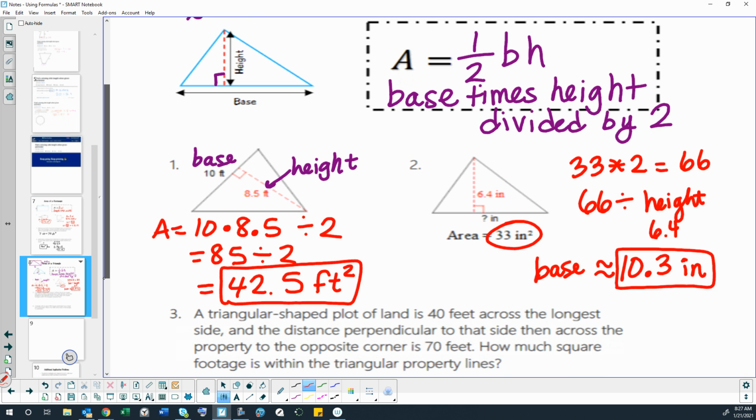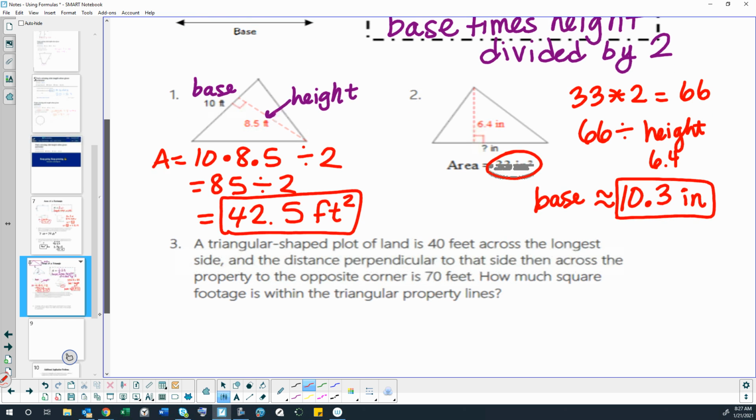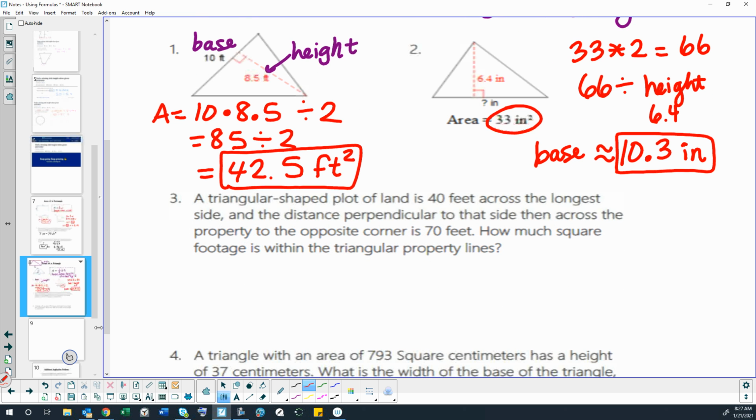A triangular-shaped plot of land is 40 feet across the longest side, and the distance perpendicular to that side, across the property to the opposite corner, is 70 feet. How much square footage is within the triangular property lines?